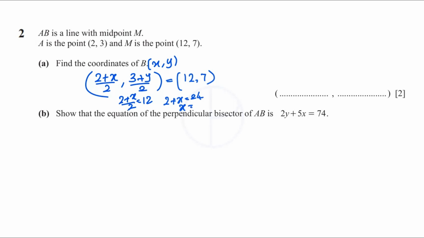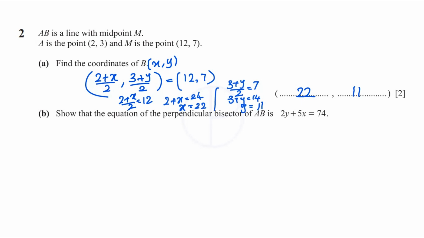So then x is 24 minus 2, which is 22. Then (3 plus y) divided by 2 is 7. So 3 plus y is 14. So y is 14 minus 3, which is 11. So (22, 11) is the coordinate of B.